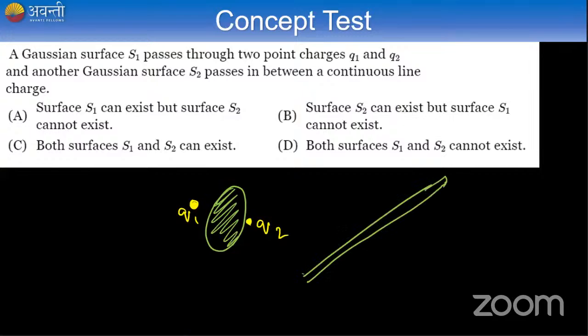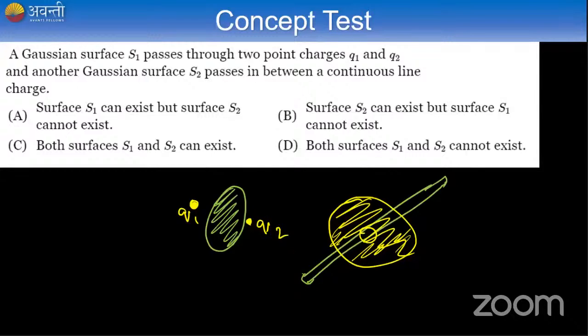Now my Gaussian surface exists such that, okay, I'll try to draw. My Gaussian surface S2 passes through a continuous line charge. So this line charge makes a hole. We could assume that it makes a hole through this Gaussian surface and passes through. Which of these two is possible? Which of these two surfaces exist in nature, in real? This is the question. Everyone could try to answer in your chat box for now. Please try to answer in your chat box only.